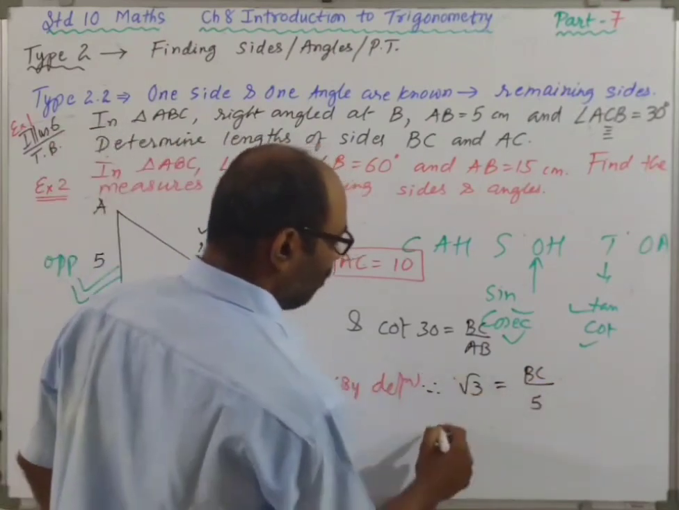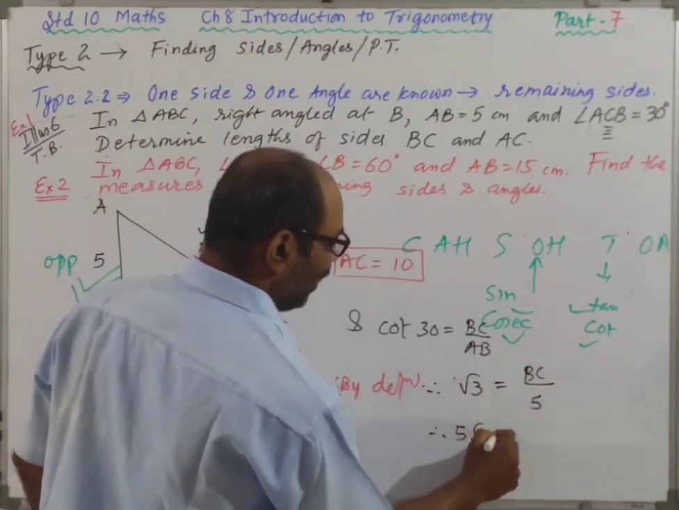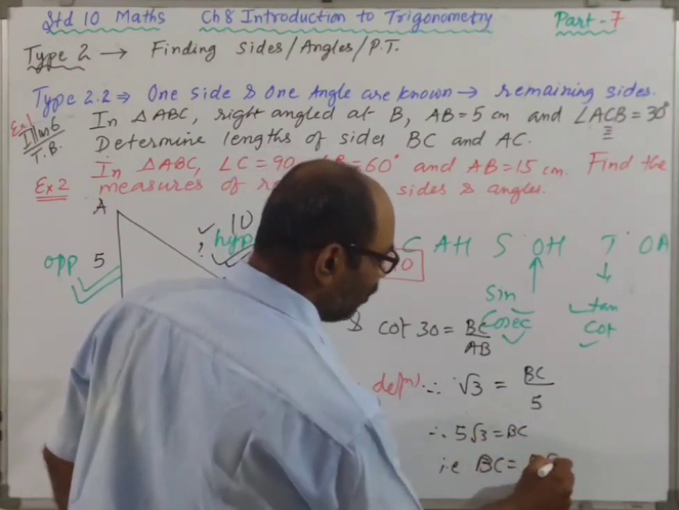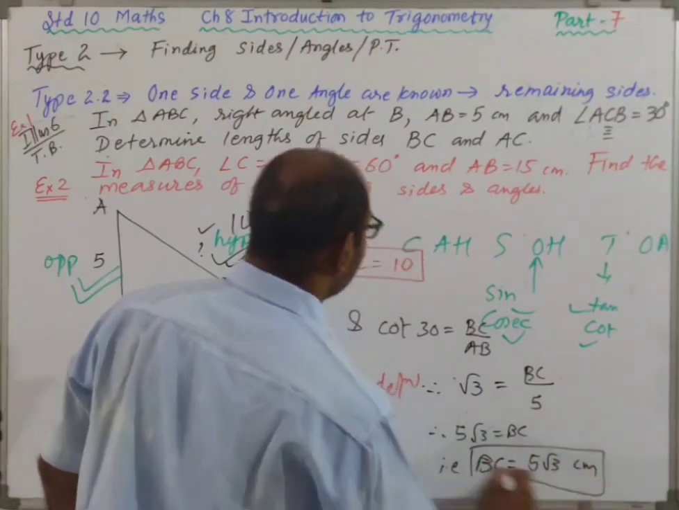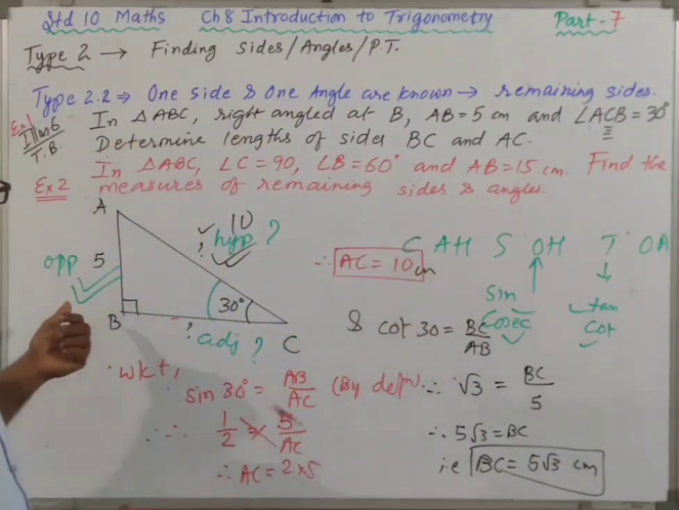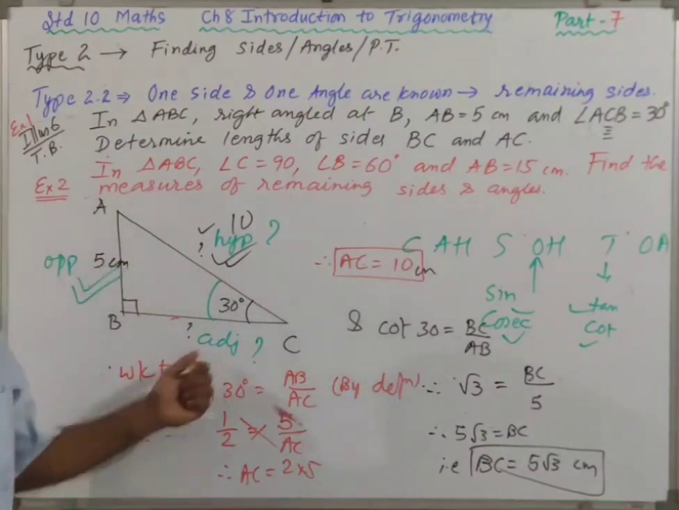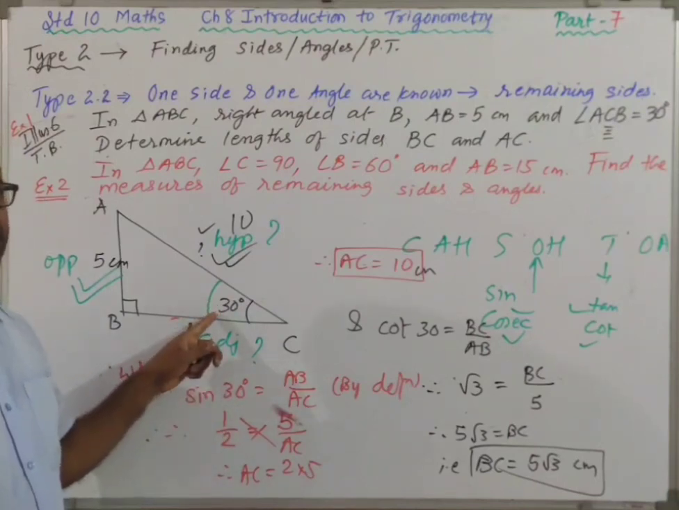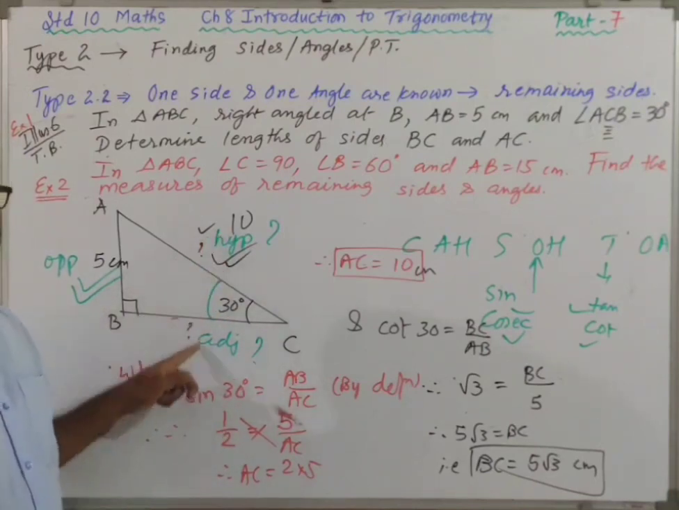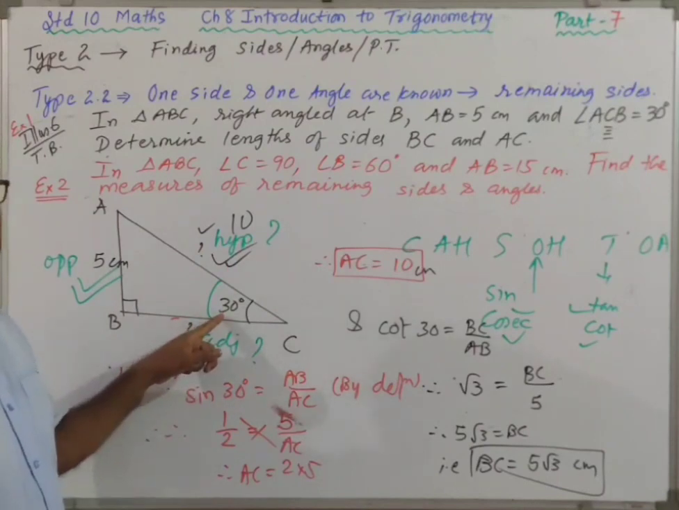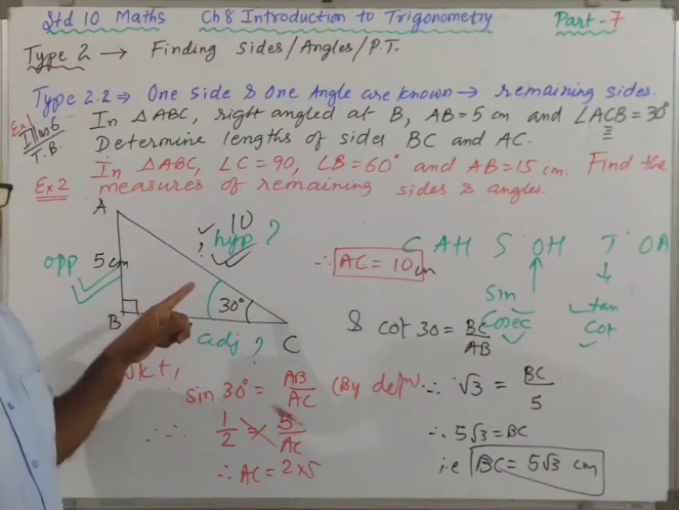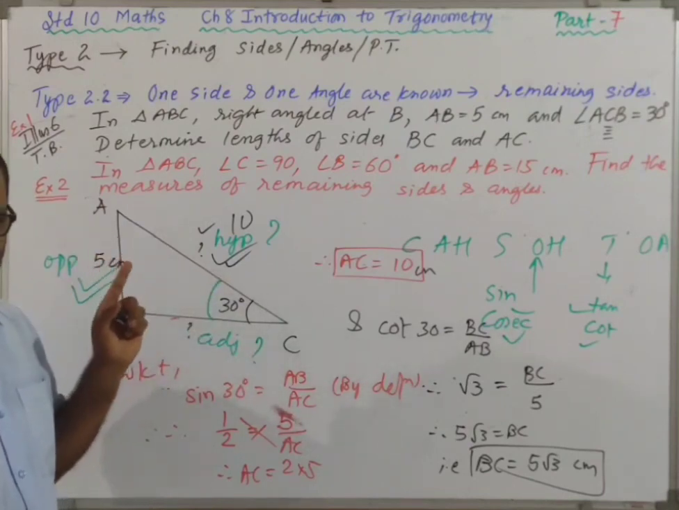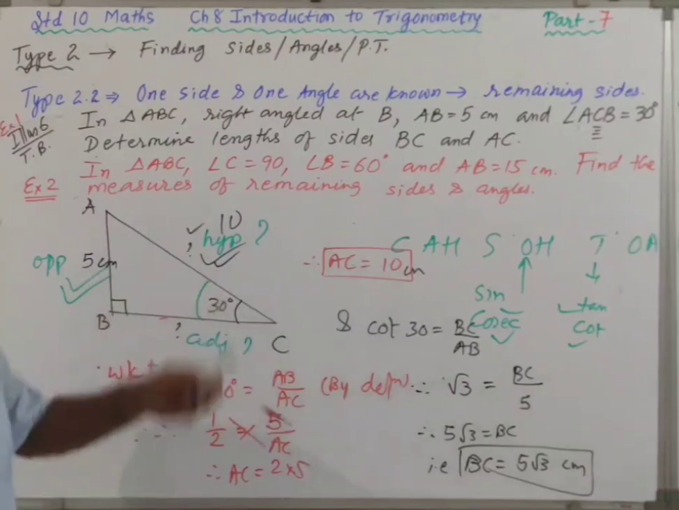Cross multiply karo. 5 root 3 is equal to BC, i.e. BC is equal to 5 root 3 centimeter. You can write centimeter because here centimeter is given or no? Yeah, centimeter is given. I will write it. Clear, children? So this is an alternative method. You can use trigonometric ratios of special angles to find the remaining two sides, or you use that result in right triangle: if angle of measure 30 is given, then side opposite to that is half of the hypotenuse. Clear? So we see the next one.